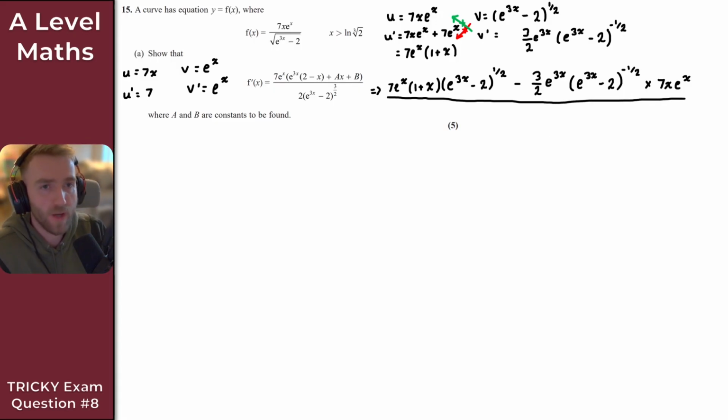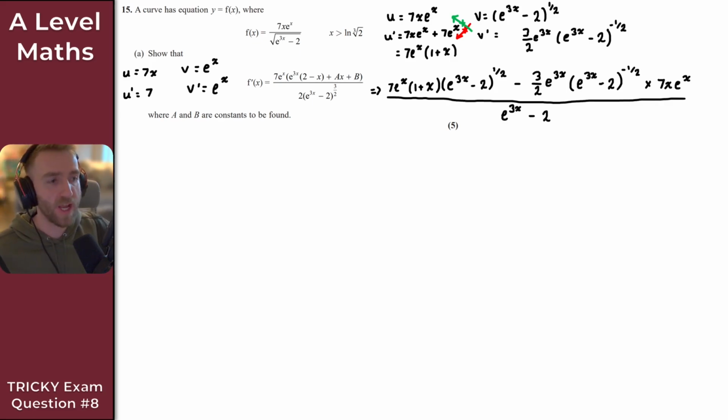And don't forget that all of this is my numerator for the quotient rule. We then divide this by v squared, right? So v here is my denominator, so that's the square root of e to the 3x minus 2. If you square that, v squared, then we simply get left with whatever's underneath the root. So I get e to the 3x minus 2, just like that, right? Perfect. Okay. So where do we go from here?